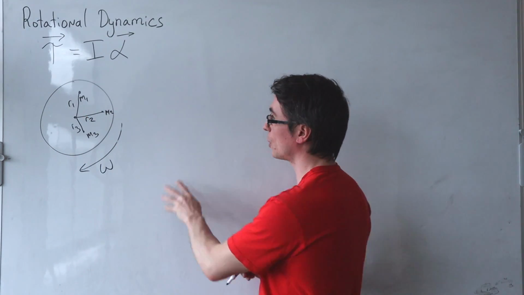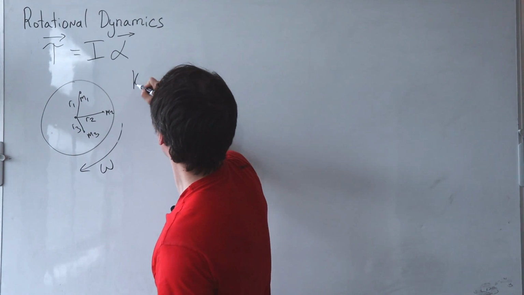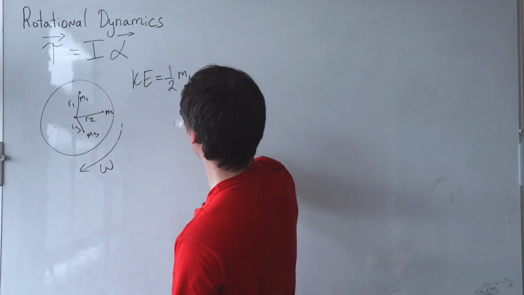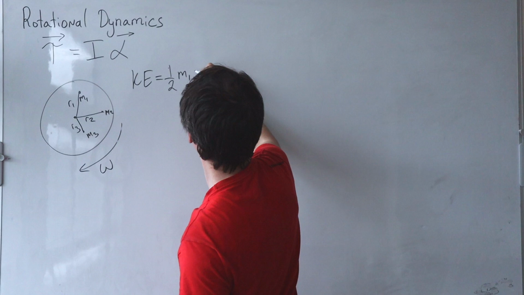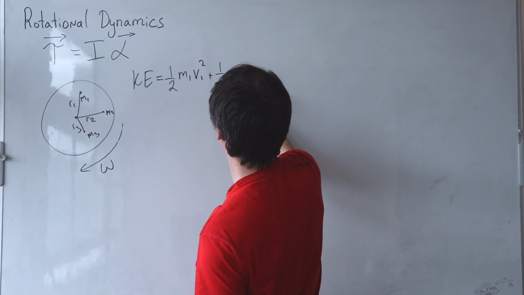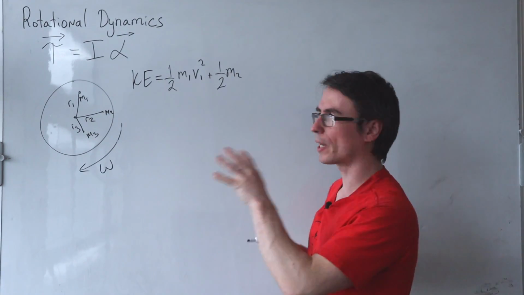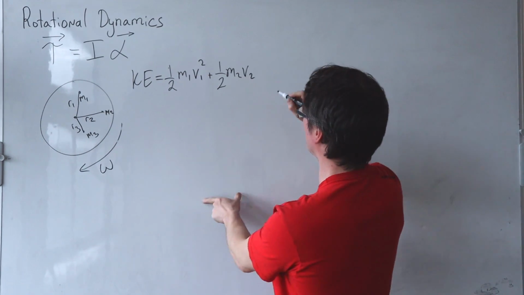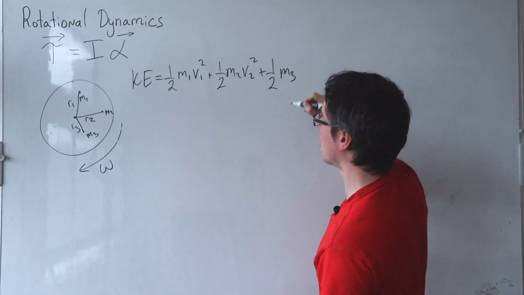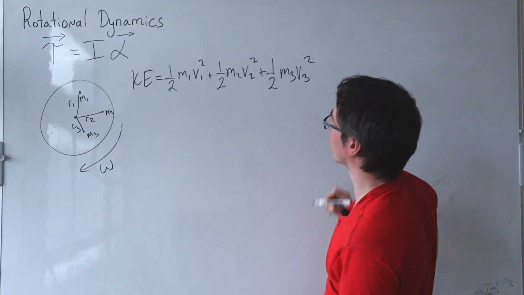Now, the total kinetic energy of those particles, and we'll do a sum over all the particles, will be equal to a half m1 v1 squared, plus a half m2, this particle here is a little bit further out, so it'll be moving a little bit faster linearly, v2 squared, plus a half m3, and this one will have its own speed, call that v3 squared.